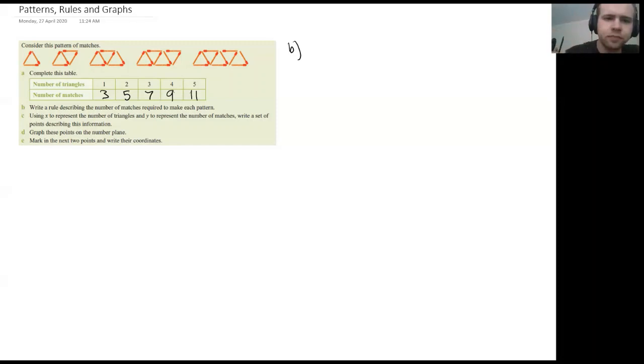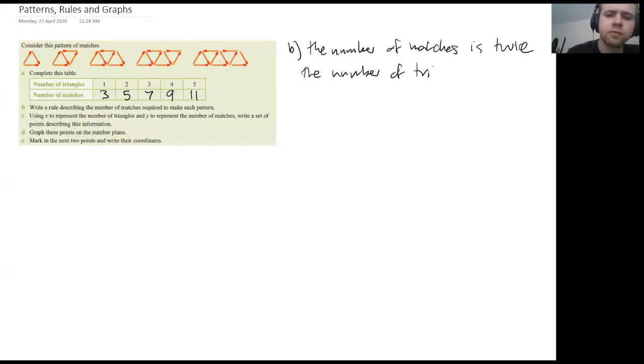So I'm going to say the number of matches is twice the number of triangles plus 1. Okay, so we can find the number of matches. If we double the number of triangles and add 1, we should get the number of matches in each of these instances.